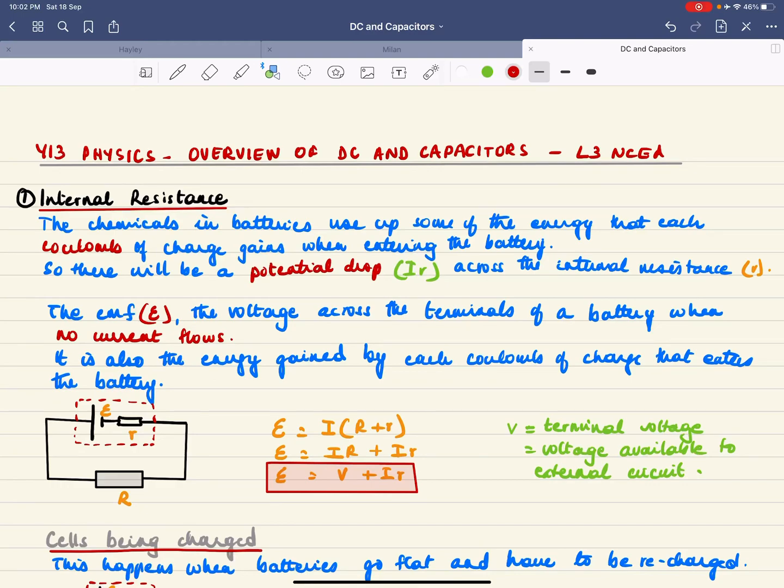This is just an overview of Year 13 Physics, DC and Capacitors for NCEA Level 3.